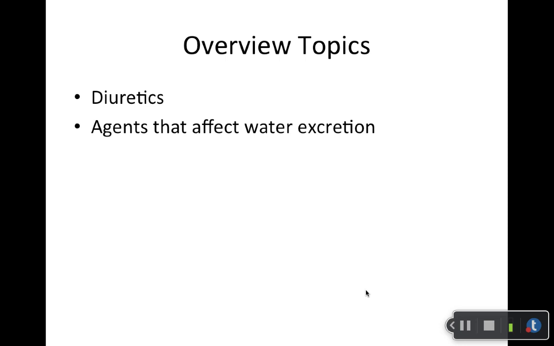The electrolytes. So definitely throughout this presentation, please pay attention to the electrolyte abnormalities that some of these medications can cause, because the guaranteed test questions are going to be coming from those. Every year we do test questions on it, and the same is true for this year.